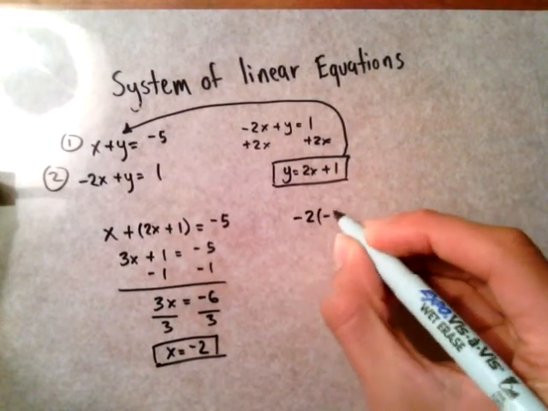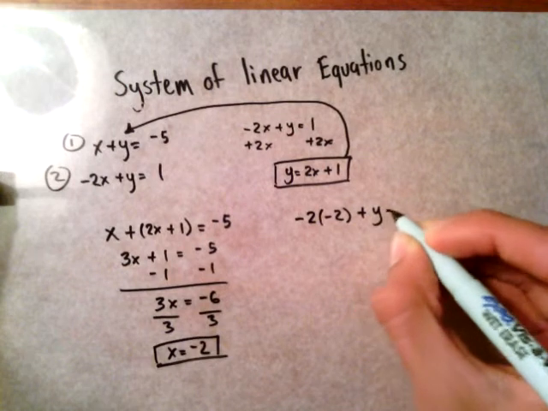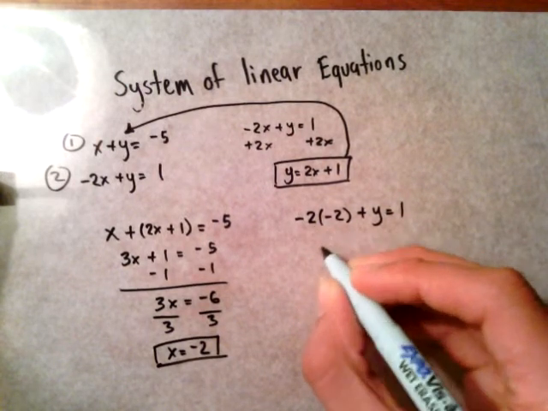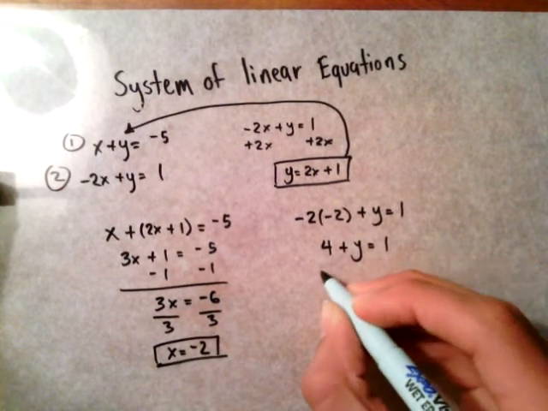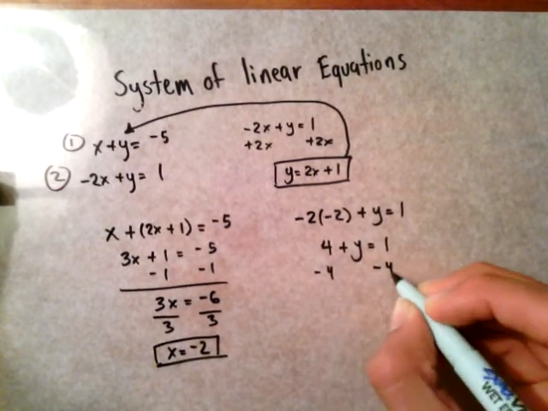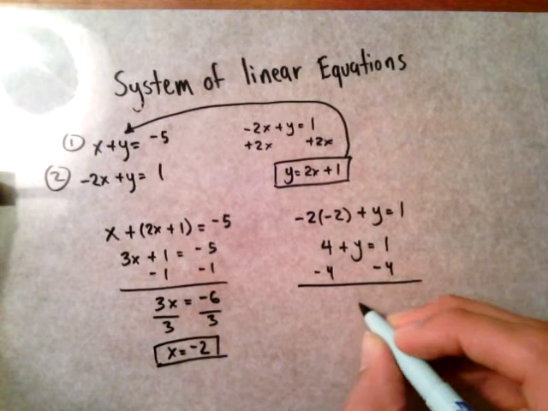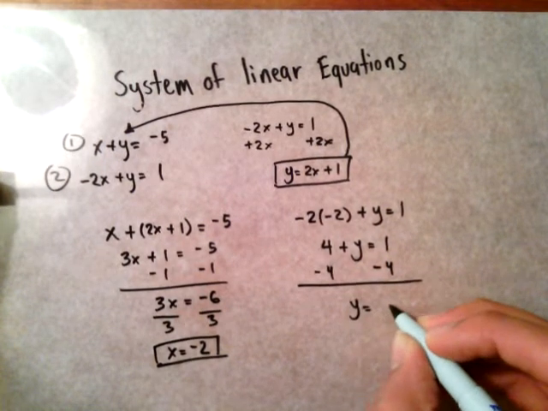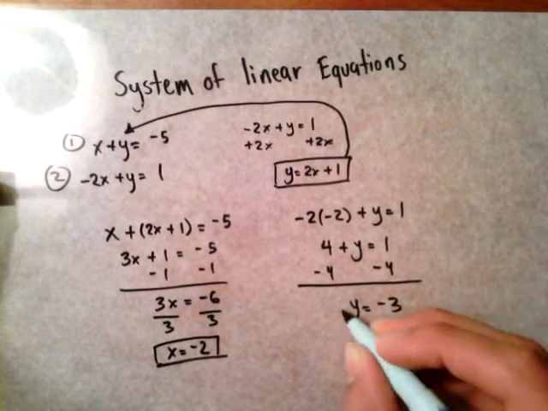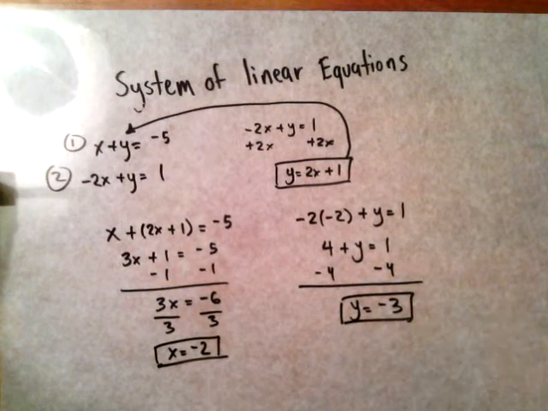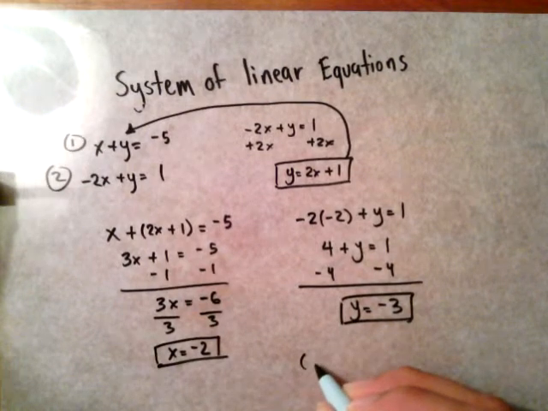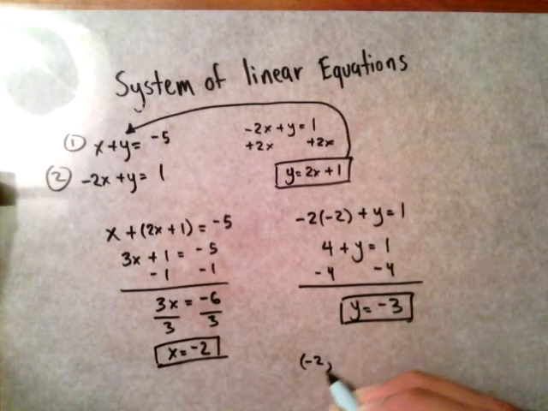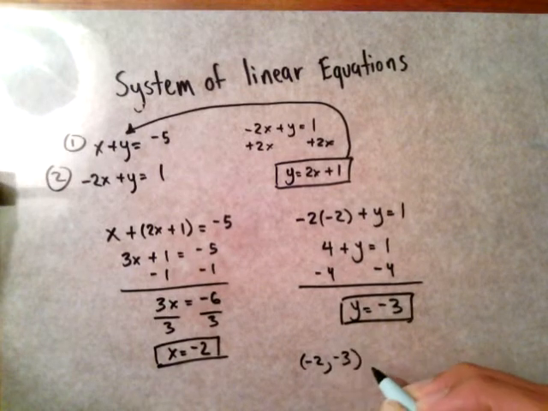Negative 2 times negative 2 plus y is equal to 1. Negative 2 times negative 2 gives us a positive 4, plus y is equal to 1. Minus 4 from both sides, because we want to isolate the variable. We get y is equal to negative 3. So when we have a solution for a system of linear equations, it's always going to be an ordered pair. So when we write our solution, we're going to write negative 2 comma negative 3.